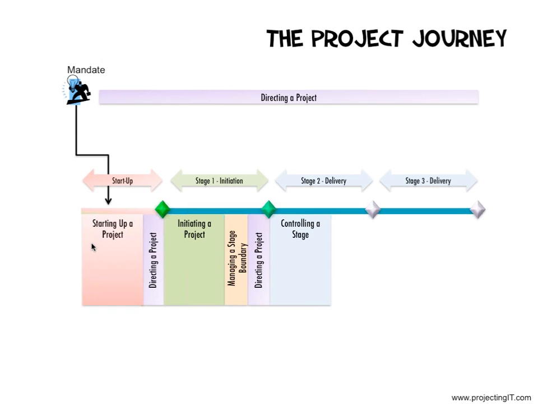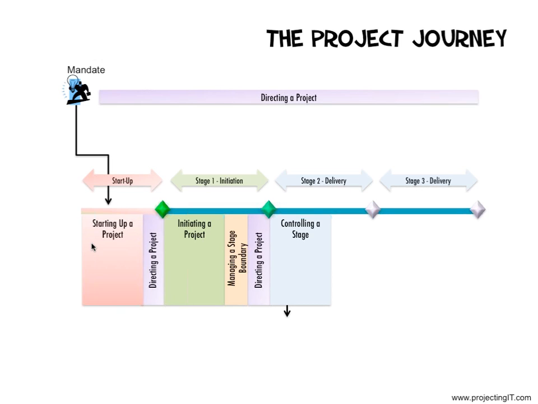Controlling a stage defines the day-to-day management work of the project manager. Controlling a stage has activities for the project manager to delegate work to the teams, to review the status of work of teams, and to report the status of the stage to the board. Controlling a stage also has activities to manage project risks, project changes, and reporting. It also includes escalation by the project manager to the board.